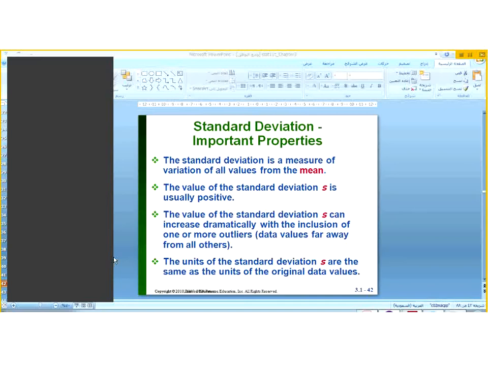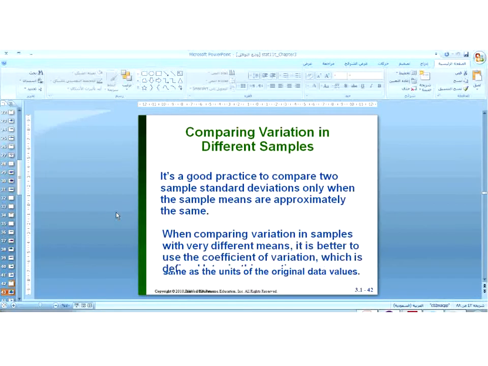The unit, meaning meter or centimeter, so the standard deviation will take the same unit as the data.